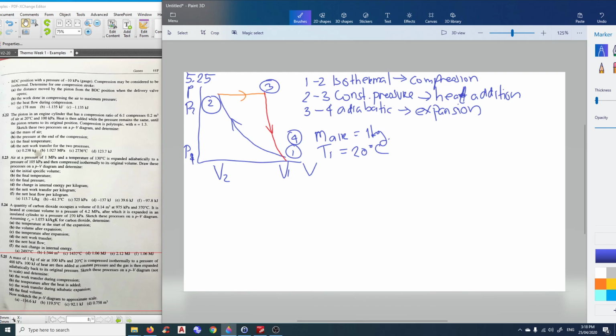So we will say 293 Kelvin. Now remember, from point 1 to point 2 is isothermal compression. Isothermal means constant temperature. So we can say here T1 and T2 is actually the same. So T1 and T2 is 293 Kelvin, okay, because it's isothermal.